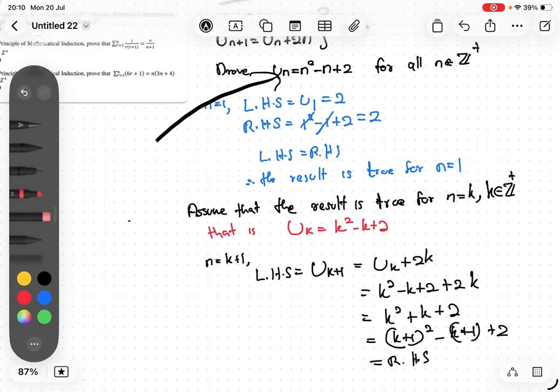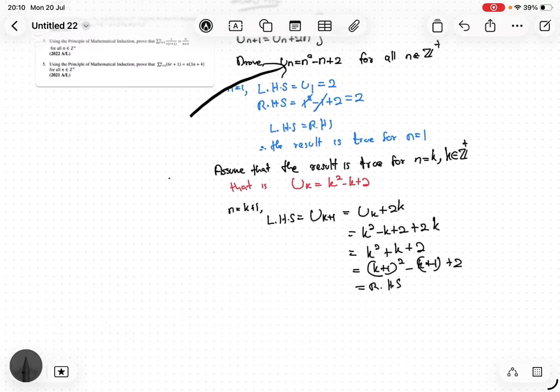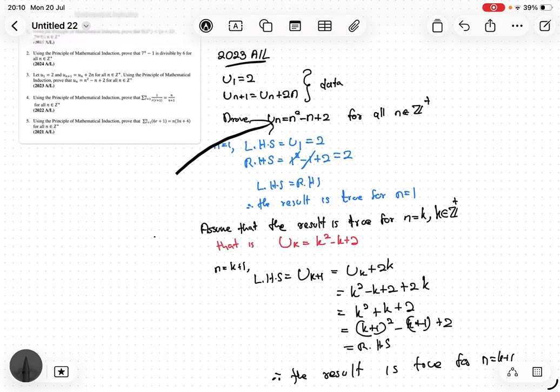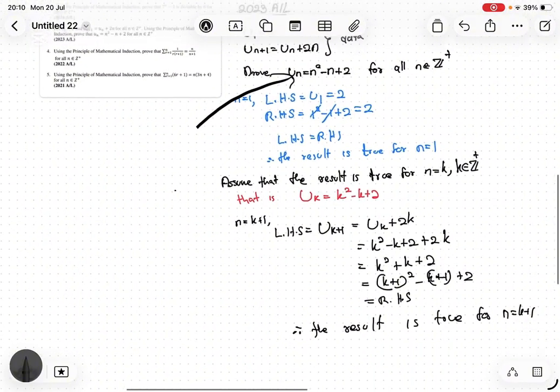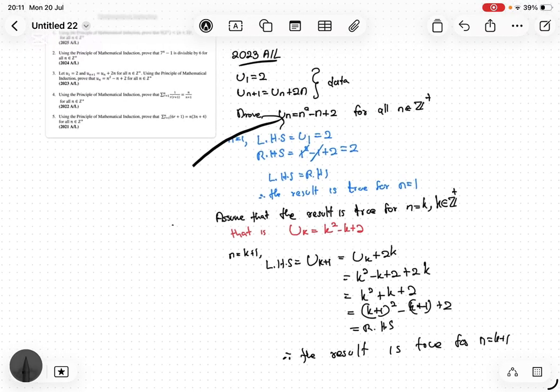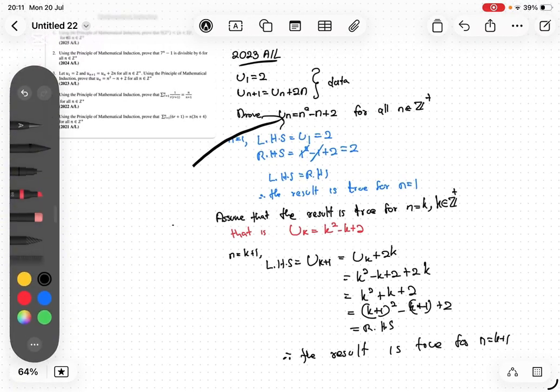Is it clear? Right, now then again you can write the final line. Therefore the result is true for n equals k plus 1, and then we can write we proved that this is true for n equals 1, and if it is true for n equals k, this is true for n equals k plus 1. Therefore, by principle of mathematical induction, the result is true for all positive integers.